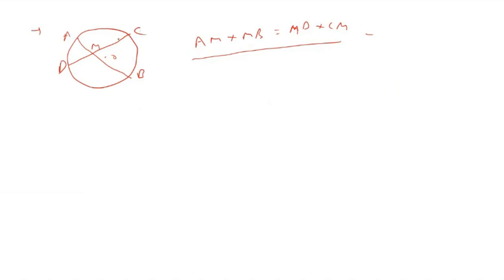Similarly, if you draw another chord from the same meeting point, say PQ here, then this would also be equal to PM into MQ, and so on and so forth. So these were the major formulas around the lengths of tangents, secants, etc.